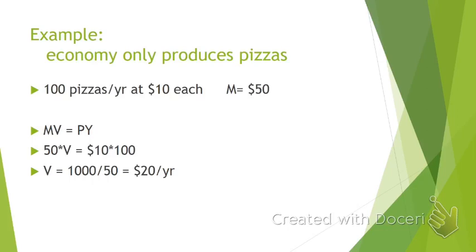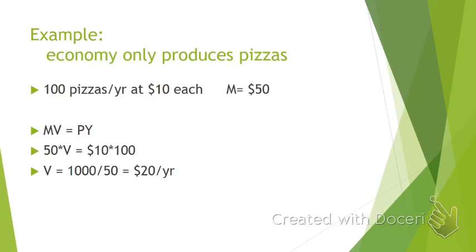Here's an example. Let's say the economy only produces pizzas. They produce 100 pizzas a year at $10 each. The quantity of money in the economy is $50. So we want to know the velocity of money. That's the unknown. We plug in what we know: 50 for M, V is the unknown, $10 is the price of the pizzas, and 100 is the output. So we solve for V, and you can see the velocity of money is 20 per year.